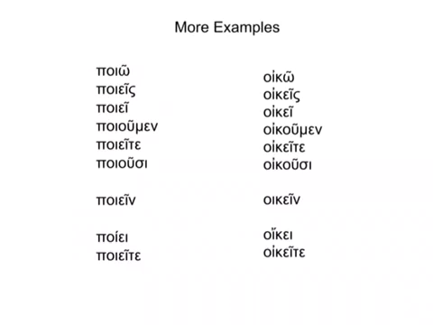Here are some more examples of epsilon contract verbs and the way that their forms look. Poio, poies, poie, poiumen, poieta, poiusi, poiein, poie, and poieta. Noticing again the difference between third singular indicative and second singular imperative. And oiko, oikes, oike, oikumen, oiketa, oikusi, oikein, oike, oiketa, noticing again the difference between third singular indicative and second singular imperative.